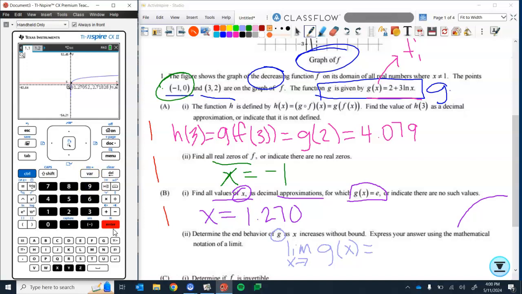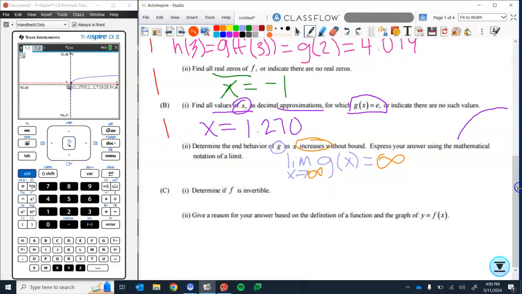So as x approaches, now it says end behavior as x increases without bound. So you want to be careful. It's not decreasing without bound. That would be something different. But increasing without bound, we are approaching infinity, g of x, and that's going to equal infinity.